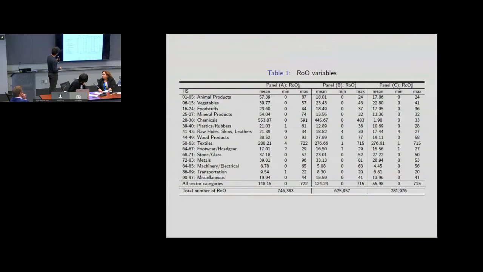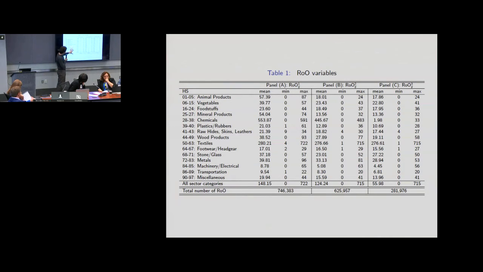So this is just to give you some statistics about how these variables look. This is the first panel, which includes all the rules. We are going to have around 700,000 rules. This is broken down by industry. For products falling into this category, there's going to be a mean of around 57 rules. Of course, once we start eliminating those final goods which have zero preference margin, we come up with a lower number of rules. Once we also take into account the fact that some of these rules can have additional value-added requirements, we have an even lower number of rules.